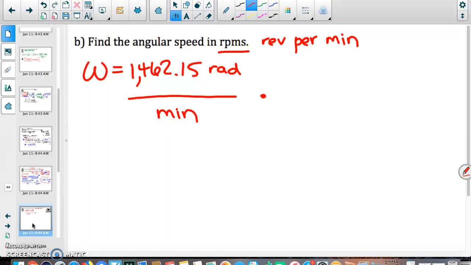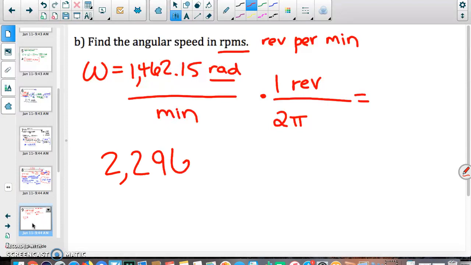So I just need to get rid of radians. Well, that's easy enough. I'm going to put my radians down below here, and that will be 1 revolution. So it looks like I'm just dividing that answer by 2 pi, and I get 2,296.7 RPMs, revolutions per minute.